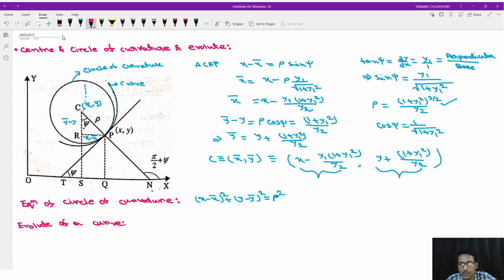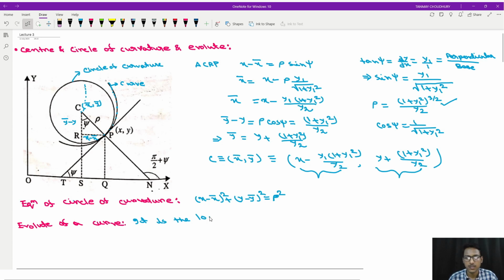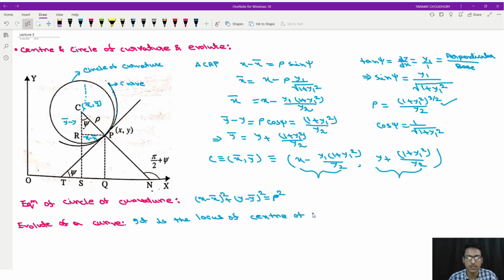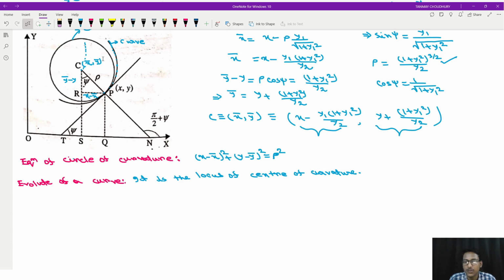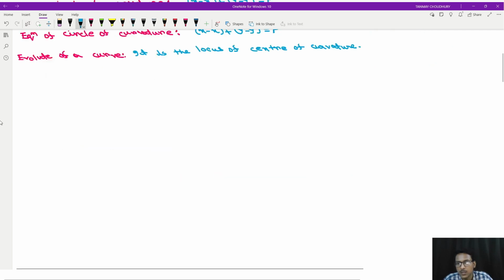So evolute of a given curve, it is the locus of center of curvature. We will solve a few problems and see how to find out the evolute of a curve. So how to find out the evolute of a curve? What will be the working formula?